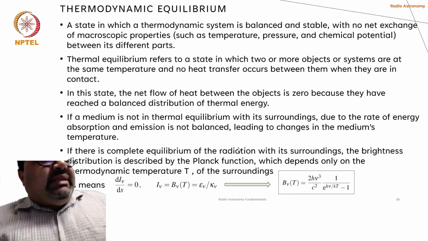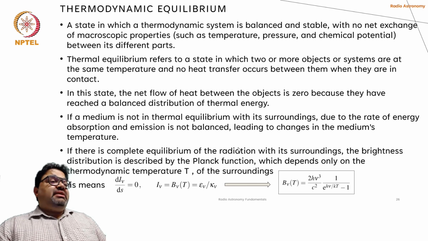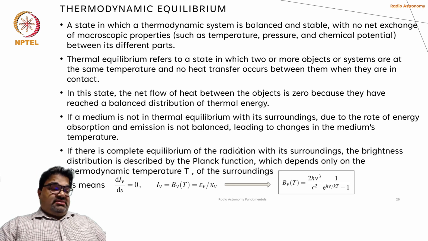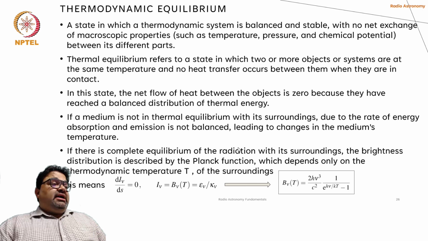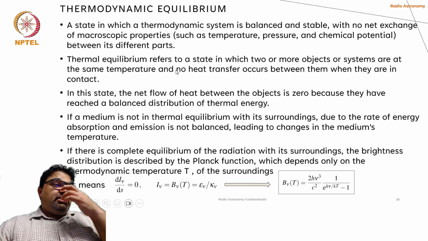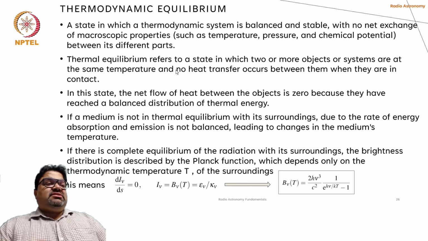The next thing is we can talk about the thermodynamic equilibrium, at which we are making all these assumptions of dI_nu/ds equal to 0. It's a state in which a thermodynamic system is balanced and stable, with no net exchange of macroscopic properties such as temperature, pressure, and chemical potential between its different parts. Thermal equilibrium refers to a state in which two or more objects or systems are at the same temperature and no heat transfer occurs between them when they are in contact.